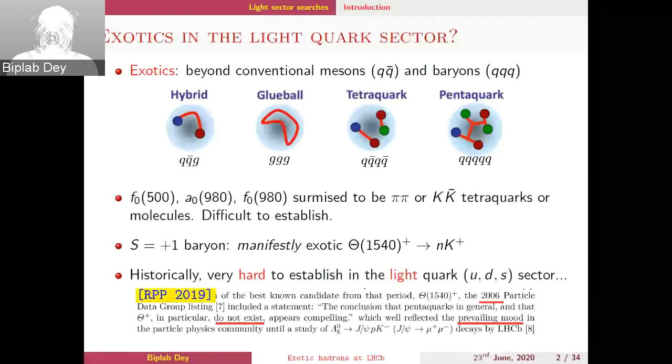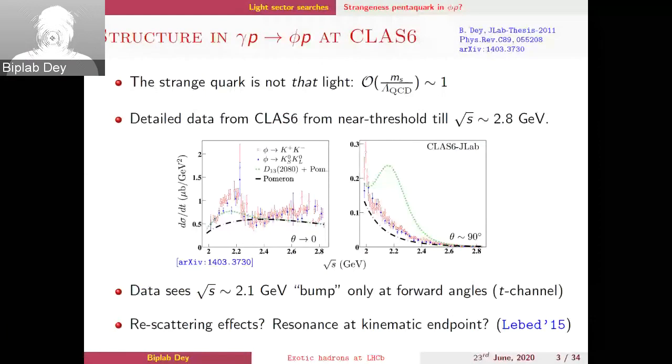Now, from CLAS, we published these detailed data from near threshold till around 2.8 GeV. One of the interesting features of the data was this local bump around 2.1 GeV in the Λp invariant mass, which could be a pentaquark in Λp. But the problem was that this thing appeared only in the forward angles, then went away when you looked at larger angles. So it's most probably a rescattering effect, but there are models which predict that resonances can be produced at kinematic endpoints.